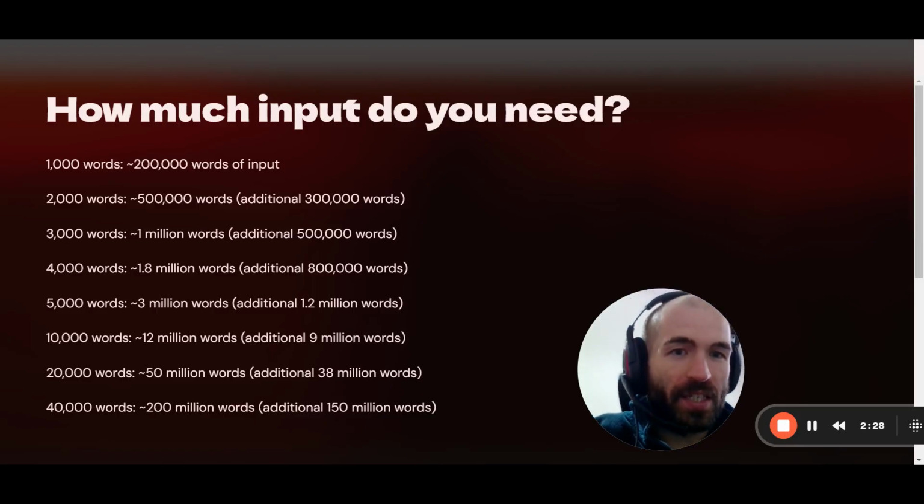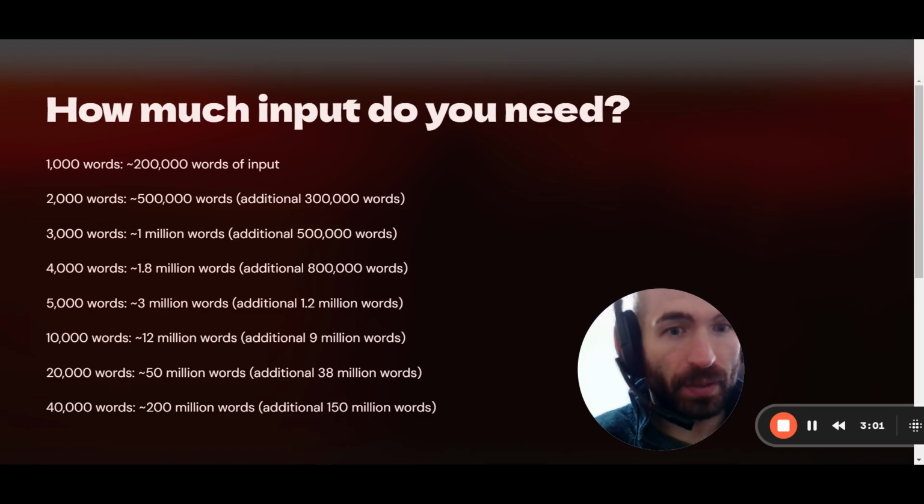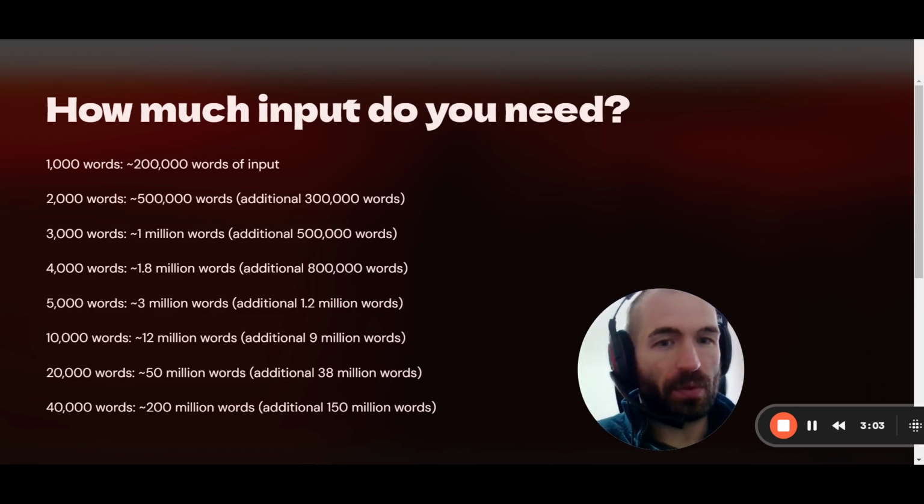So you need the exact same amount of input to go from 2,000 words known to 3,000 words known that you needed in total to get to 2,000 words. And then to get from 3,000 to 4,000, you need to again almost double the amount of words you know. And it only keeps getting worse. So by the time you get to 10,000 words, which is more or less what you need to be fluent or relatively fluent in a language, you need an insane amount of input, 12 million words.